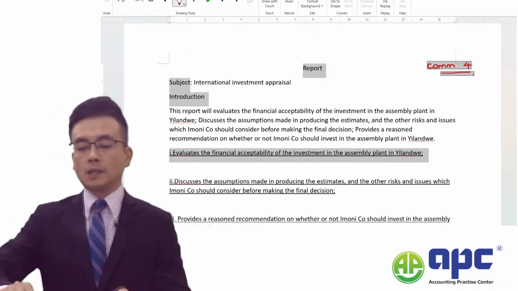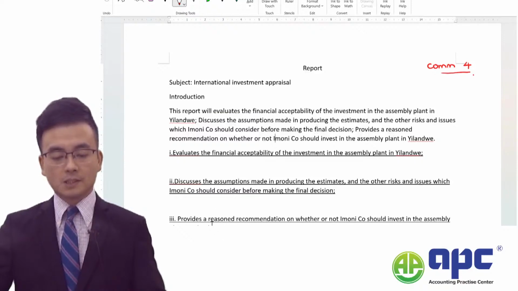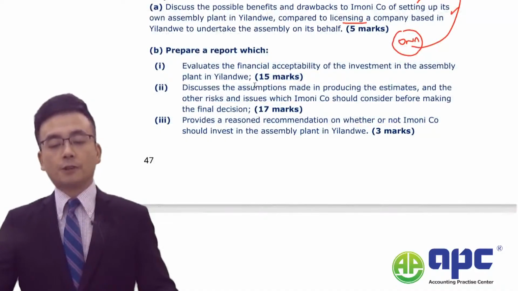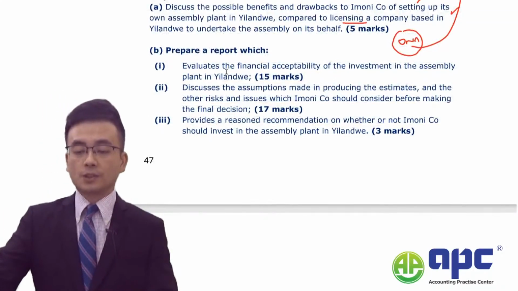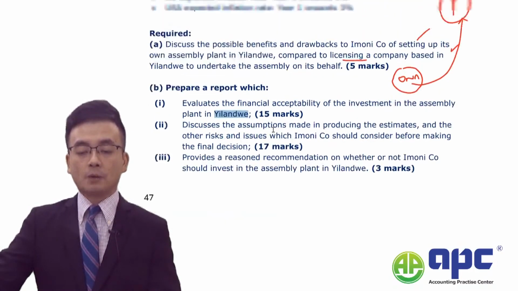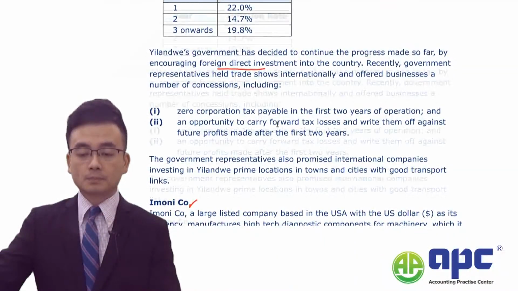Okay, so that will be as a starting point. You can't lose these marks because these are easy marks anyway. Now, let's read through what each of the requirements tells us to do. Now, investment in assembly, all right, in Ulandswy. Now, let's go back to the case and see what is going on.